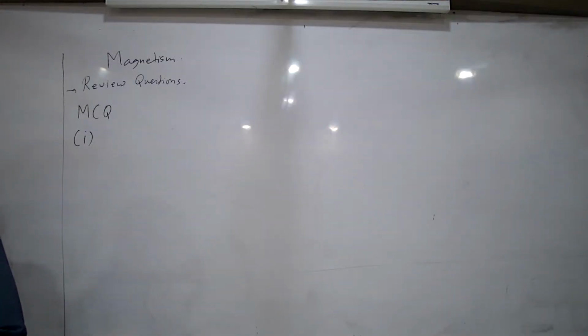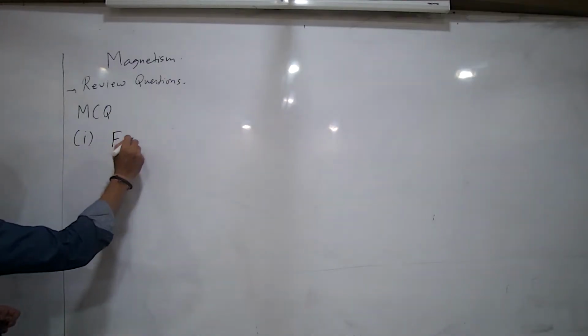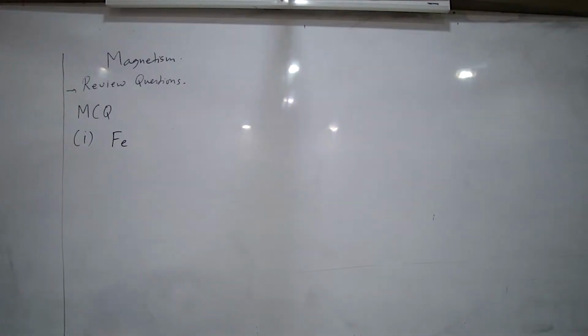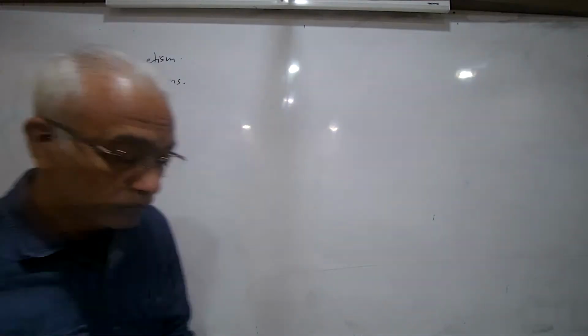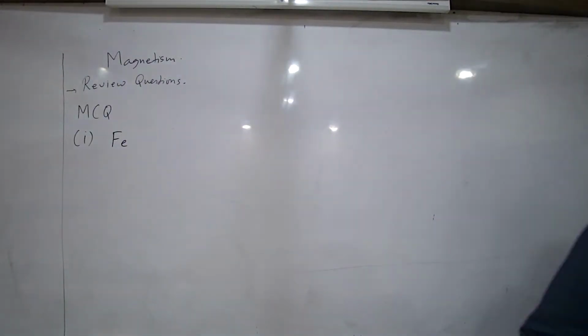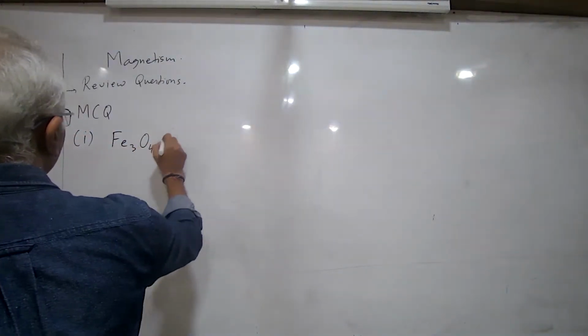Yes. Lodestone is a naturally occurring magnet, and it is an iron ore. What's the formula? Fe2O3? No, Fe3O4. Just check what it is. Fe3O4. Yes, this is lodestone.